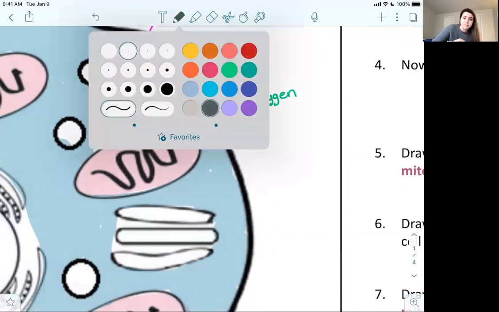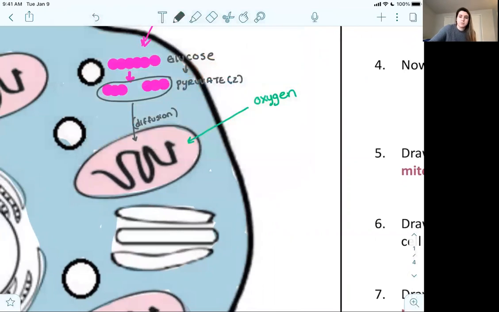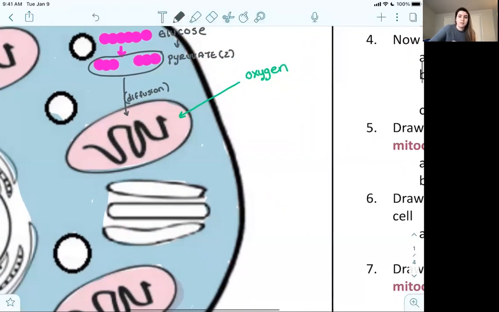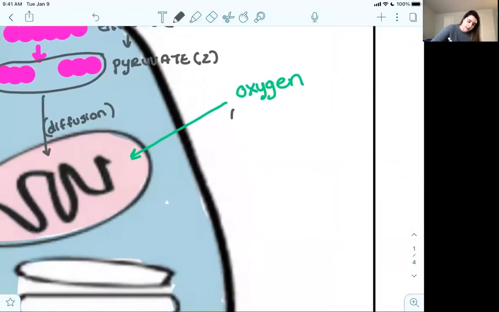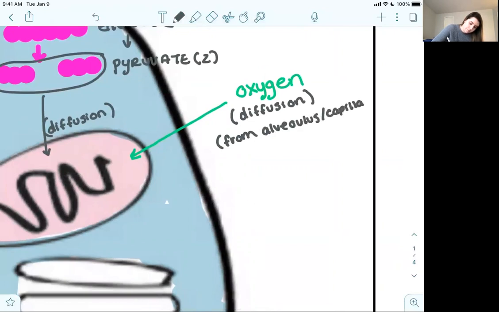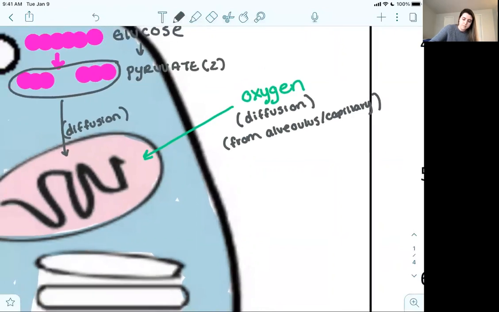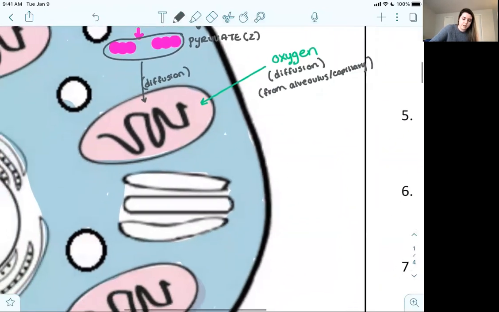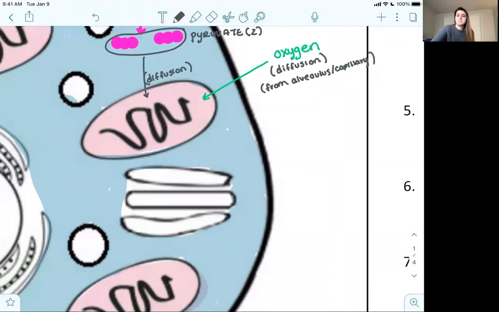And part of step 5, it asks me to state what transport movement it uses and that it's coming from the alveolus or capillary here. So I'm going to say that because it's oxygen, it's a particle here. This is going to use diffusion as well. And it's coming from the alveolus / capillary. Remember, we're diffusing oxygen in from our blood here.